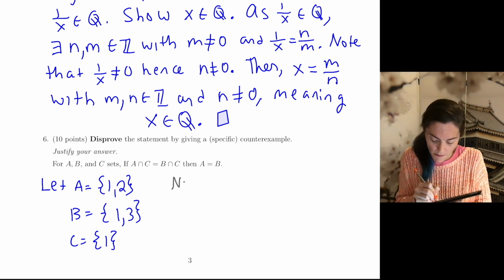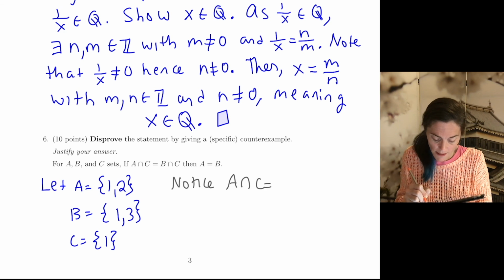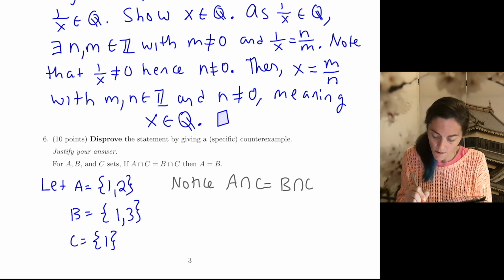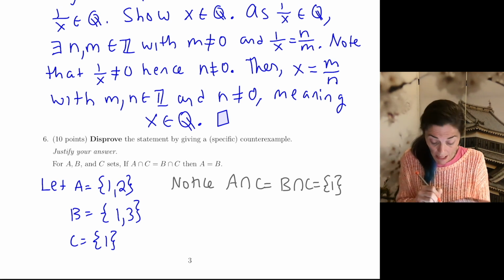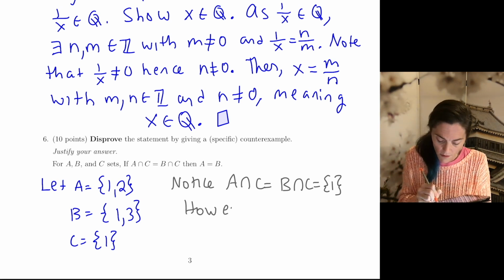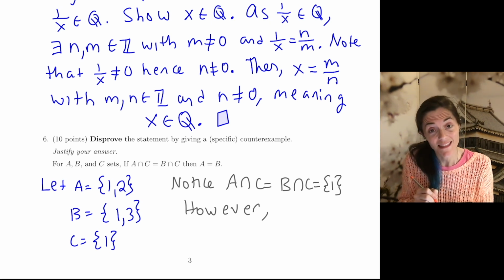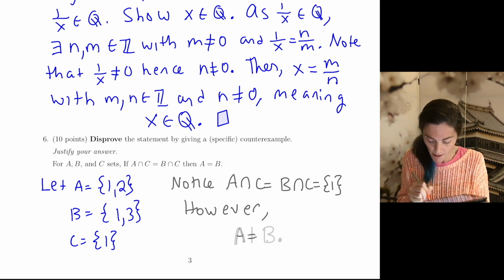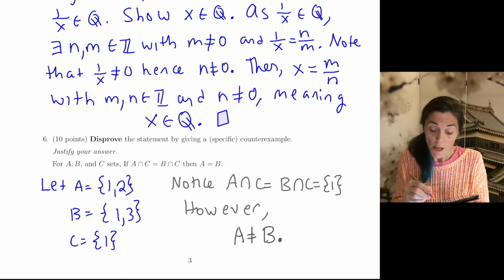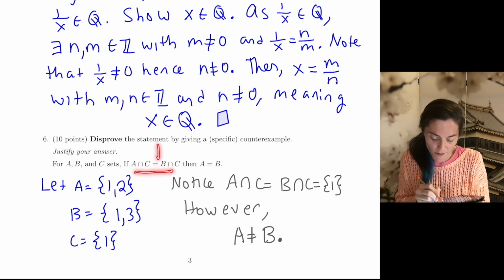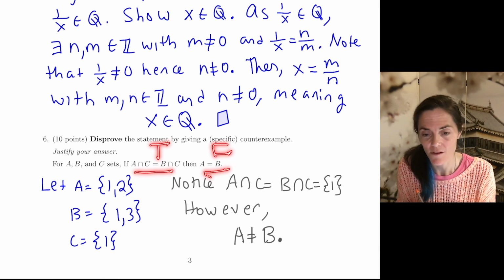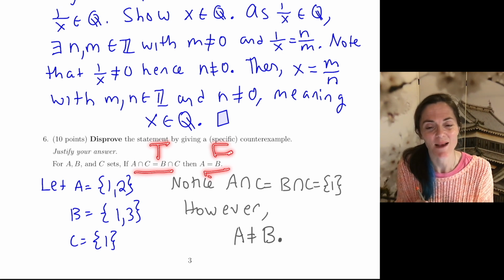So we notice that A intersect C is the same thing as B intersect C, which is just this set, which contains the element 1. However, clearly, because I have written out all the elements of the sets, we have A is not equal to B. And so you see this, I have justified as true. This, I have justified as false. And so the implication is definitely false. And so we have a counterexample.